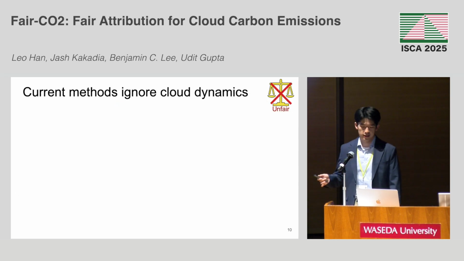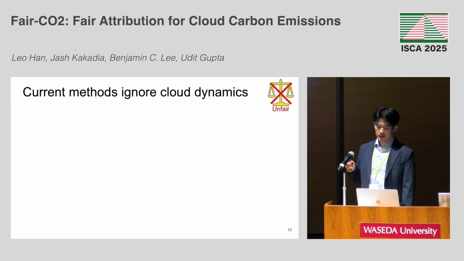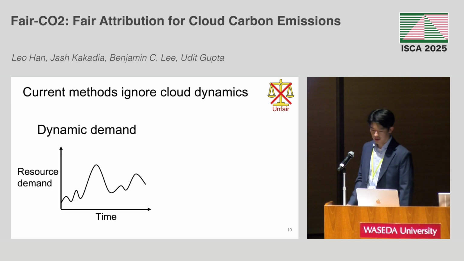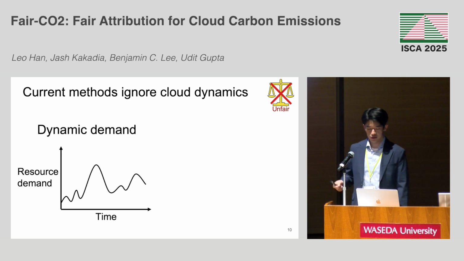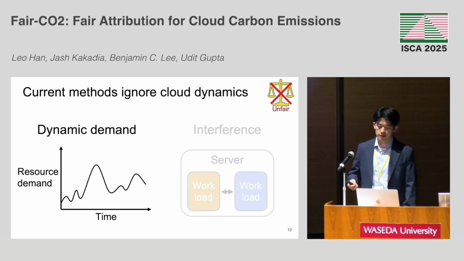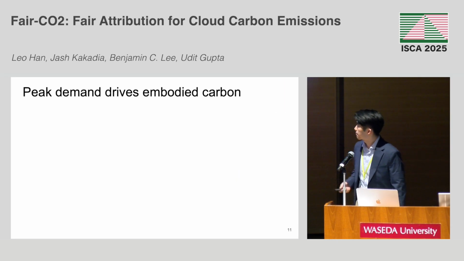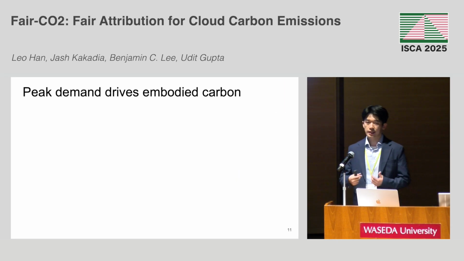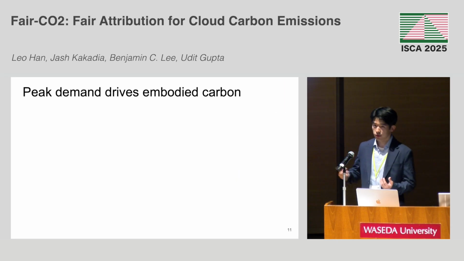However, current methods are unfair because they ignore cloud dynamics. First, they ignore how resource demand changes over time, and second, they ignore interference between workloads. Let's first look at how resource demand can lead to unfair attributions. Embodied carbon scales with the quantity of resources. The more servers, the more carbon that was emitted to manufacture them.